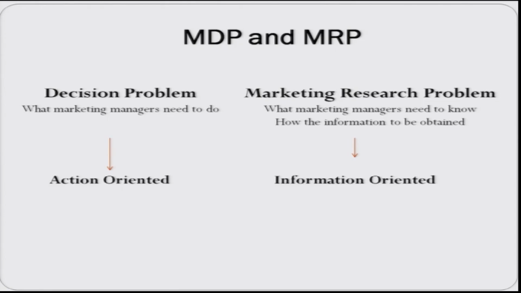Now, I talk about the management decision problem with respect to the marketing decision problem. Here you will see that the marketing management decision problem is about what marketing managers need to do. So, it is action oriented. On the other side, the marketing research problem focuses on what marketing managers need to know to solve that problem and how the information is to be obtained. So, it is information oriented, an information step to be performed.